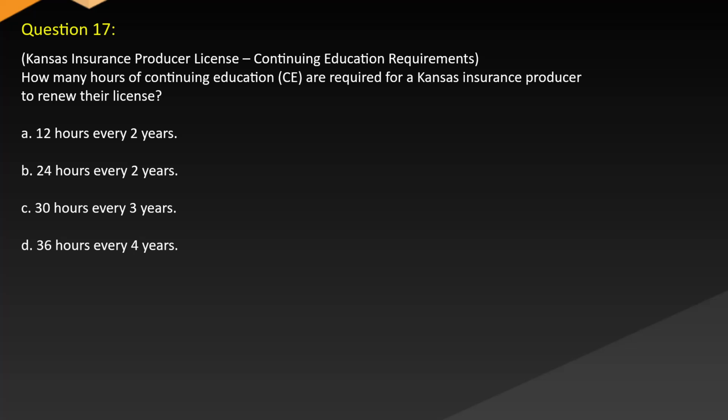Question 17. Kansas Insurance Producer License. Continuing education requirements. How many hours of continuing education (CE) are required for a Kansas insurance producer to renew their license? A. 12 hours every 2 years. B. 24 hours every 2 years. C. 30 hours every 3 years. D. 36 hours every 4 years.